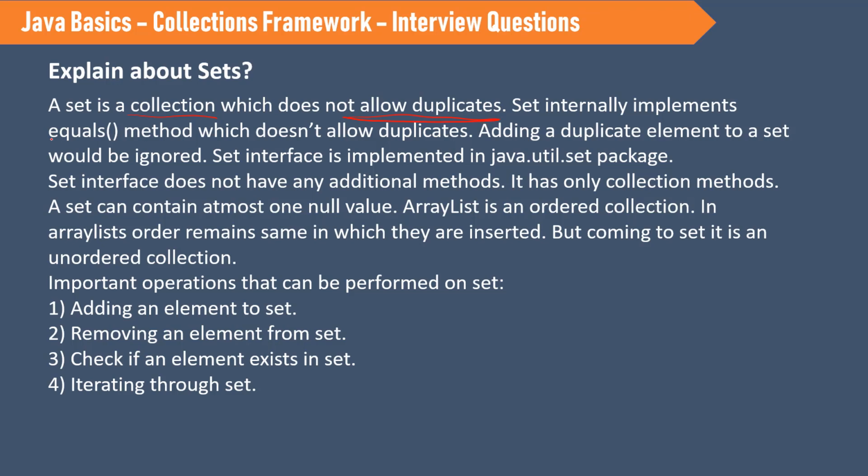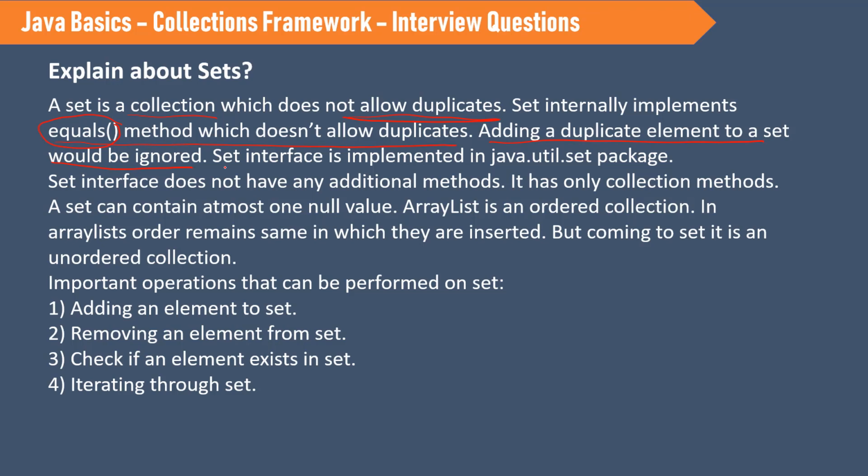Set internally implements the equals method, which doesn't allow duplicates. That means whenever we are trying to add a new element to a set, first it checks with the equals method if the element already exists or not. If the element already exists, then the set will simply ignore the duplicate value. Adding a duplicate element to a set will be ignored.